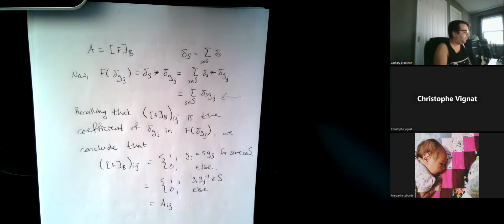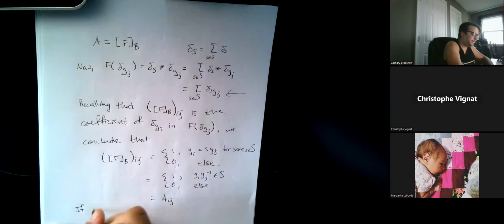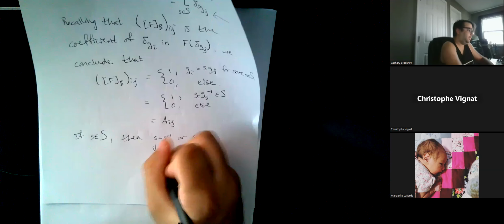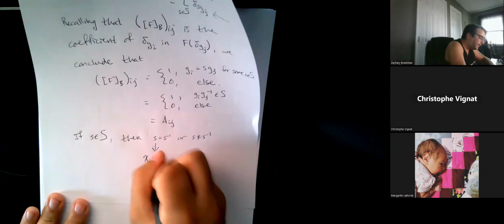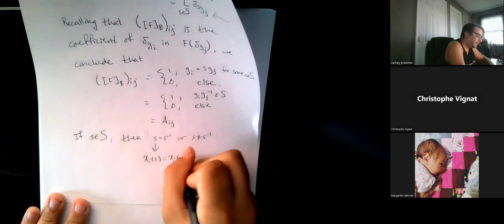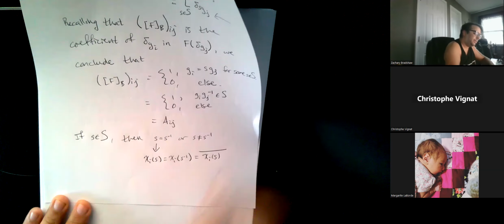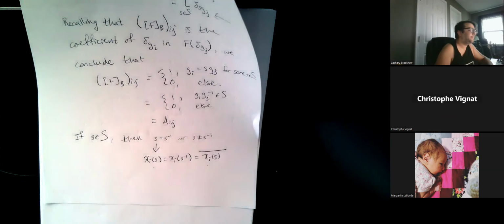Okay, so we do still need to verify that the lambda I are real. So if s is contained in the symmetric subset, then s is equal to s inverse, or it's not. In this case, chi I of s is equal to chi I of s inverse. And so this is equal to chi I of s complex conjugate. And so chi I of s must be real. And this is what we said the eigenvalue was. So the eigenvalue is real.